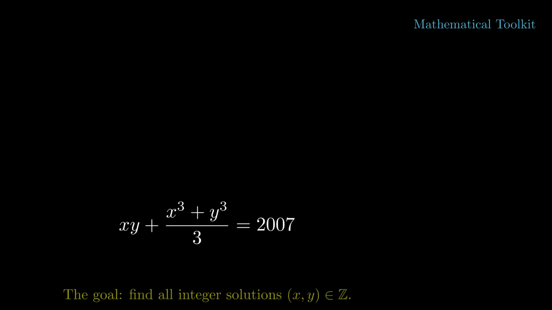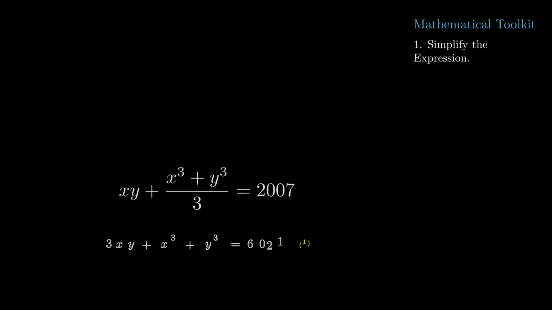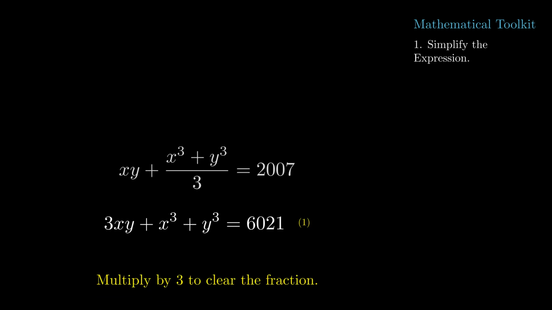The term Diophantine is a specific instruction. We are only looking for integer solutions for x and y. Our first tool is always to simplify. We'll start by clearing that fraction. Multiplying the entire equation by 3 gives us this much cleaner, but still complex polynomial form.